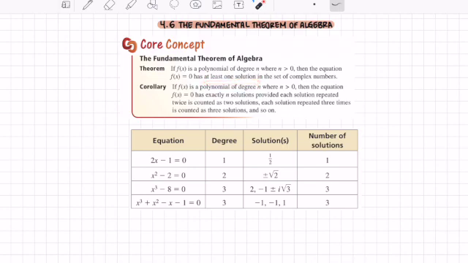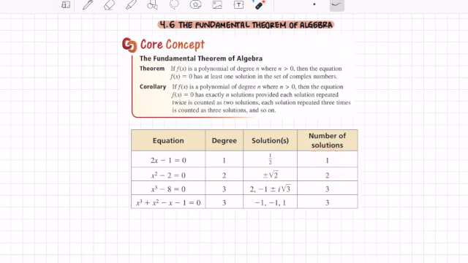Another description is that if the polynomial has degree n, where n is greater than 0, then the equation f of x equals 0 has exactly n solutions. So what that means is that based off of the degree of the polynomial, for example, if I look at this polynomial right here, the degree is 1. That means the number of solutions will also be 1.